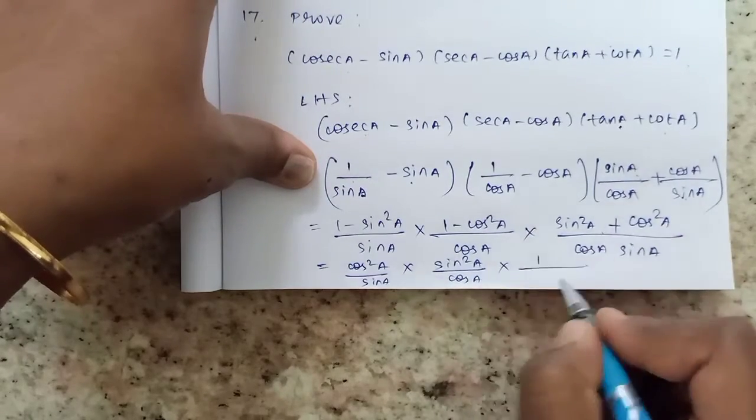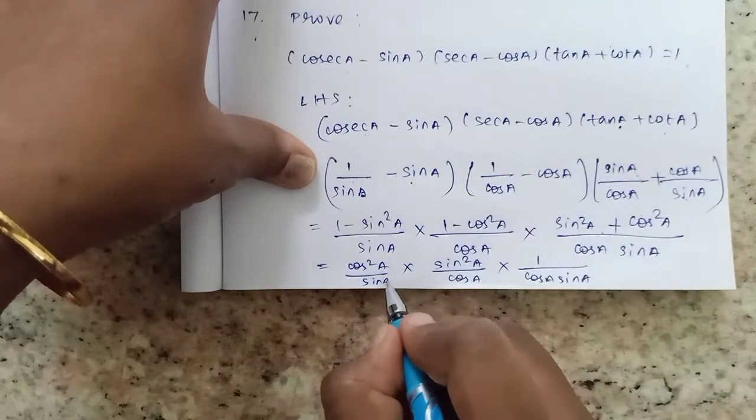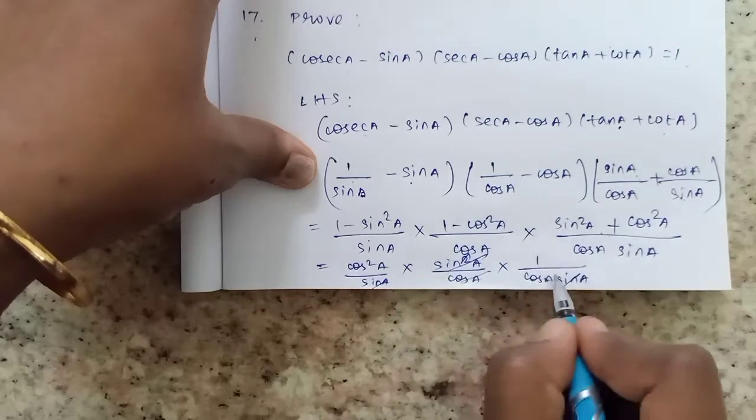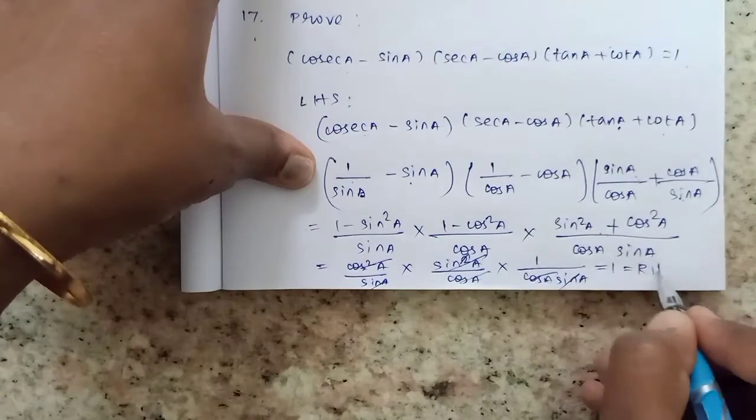Now see the first identity, so by cos A sin A. We can cancel all the things. One sin and one sin get cancelled, again this sin and this sin get cancelled. Then cos into cos means cos square, and then cos square gets cancelled. So this is equal to 1, which is our RHS.